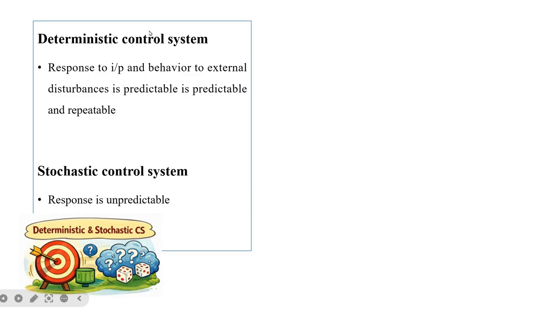Then comes the deterministic control system. A control system is said to be deterministic when its response to input as well as its behavior to external disturbances is predictable and repeatable, whereas in a stochastic control system the response is unpredictable and unrepeatable.